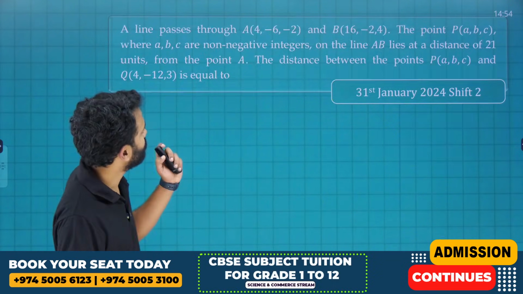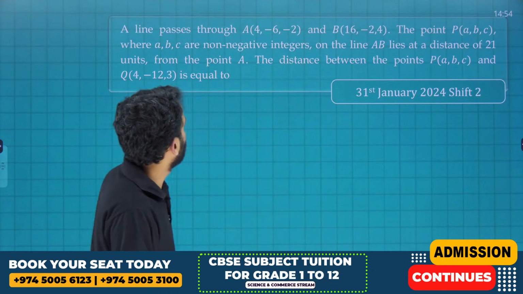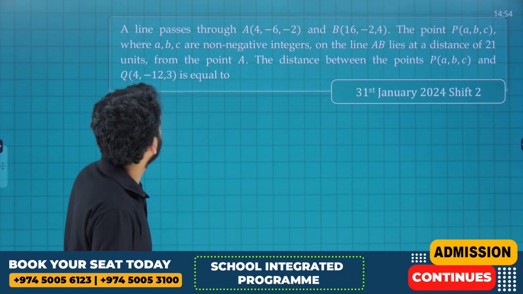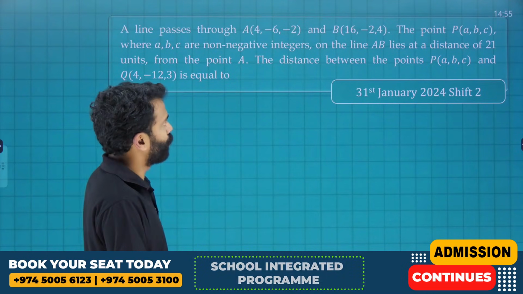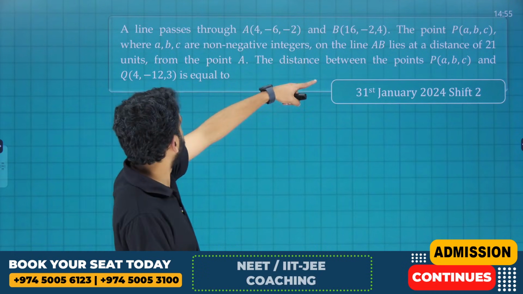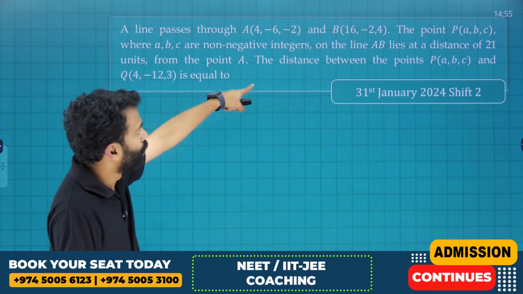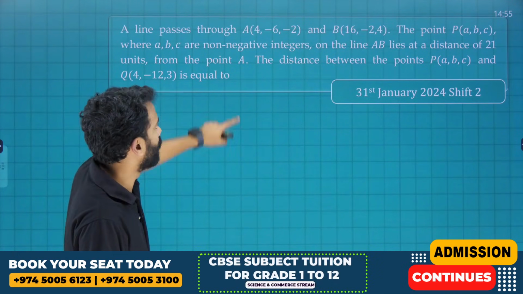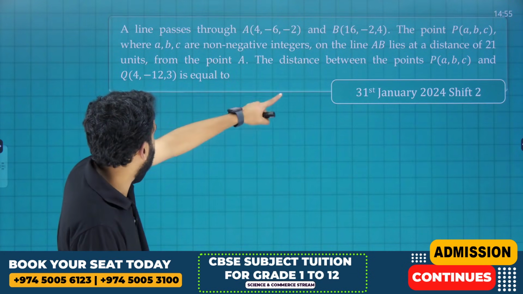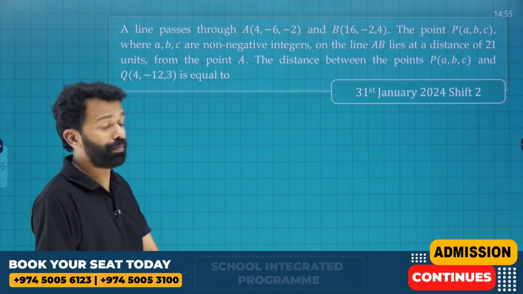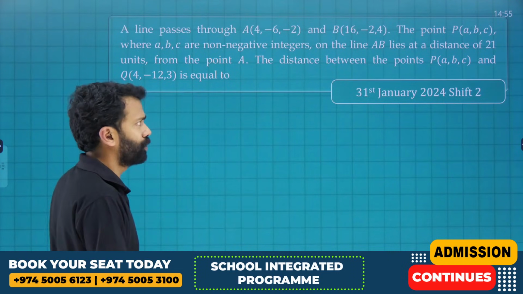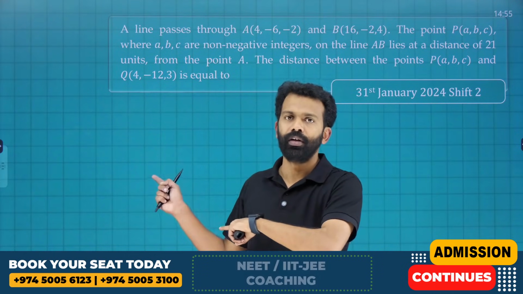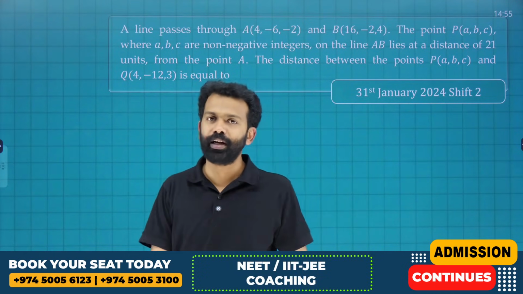Next question. A line passes through the points A(4, minus 6, minus 2) and B(16, minus 2, 4). The point P(a, b, c), where a, b, c are non-negative integers, on the line AB lies at a distance of 21 units from the point A. Then the distance between the point P(a, b, c) and the other given point is asked. How are you going to solve this one? In the last session, there is a problem which is exactly similar to this one, only the values have changed.